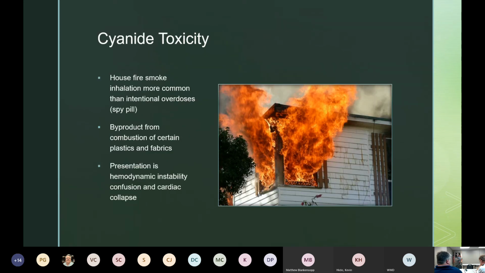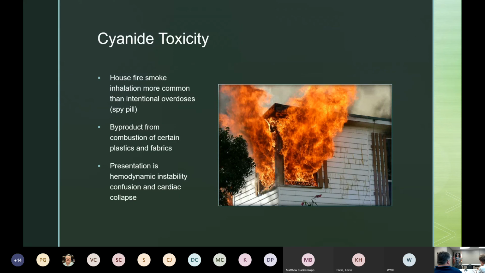Okay, cyanide. So cyanide toxicity. Cyanide is one of the most rapidly fatal poisons known to man. Usually in movies, you'll see it with spies taking a cyanide pill. That's usually not what you're going to see in real life.